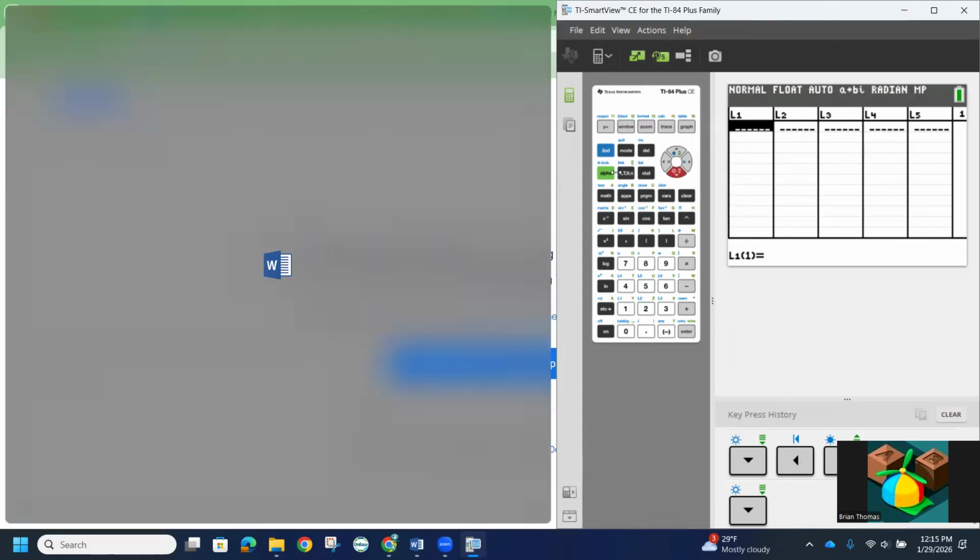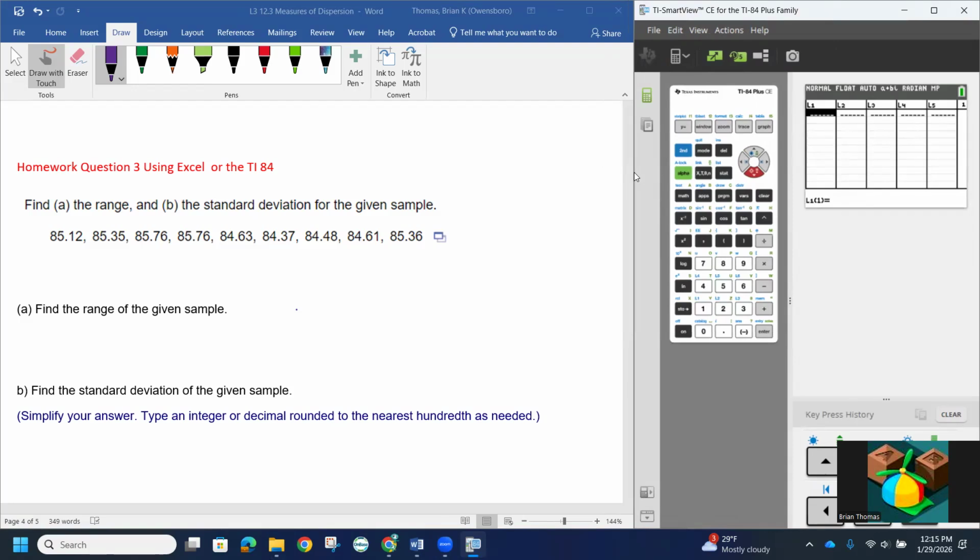So using Excel, I'm sorry, using the TI-84 calculator. So I want to just put the data in L1. So I'm going to pause the video and put the data into L1.